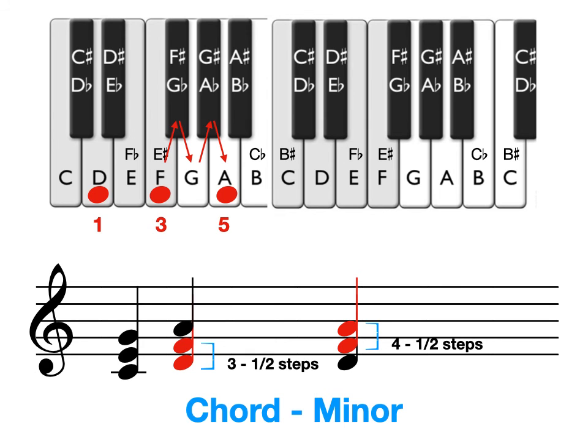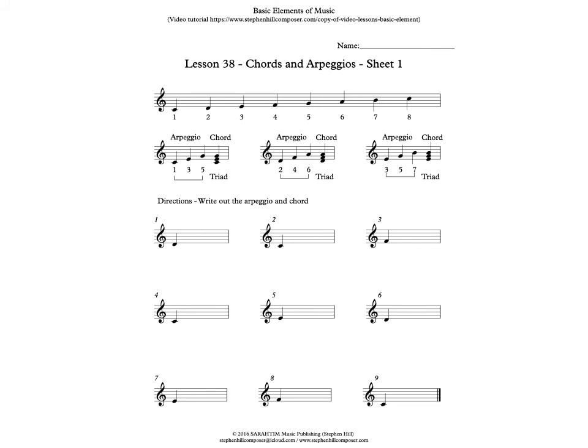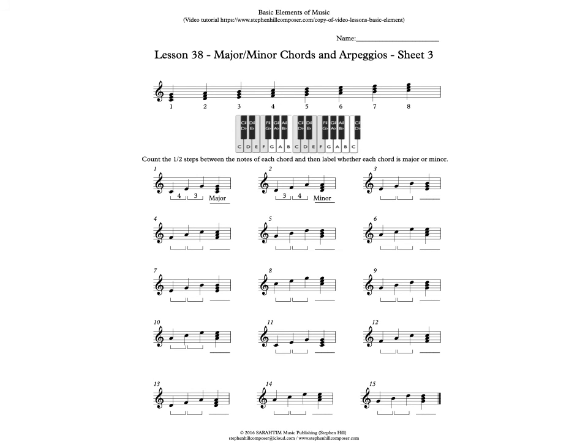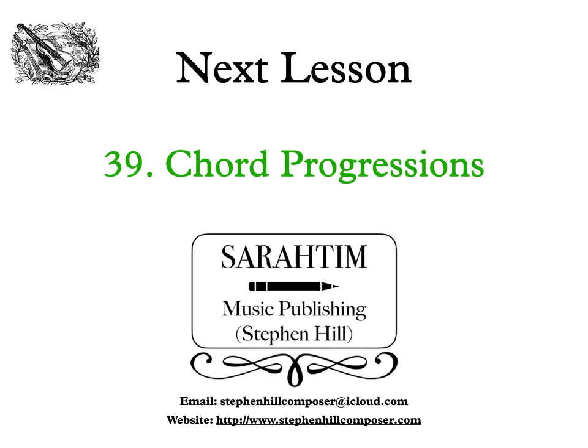So in your worksheet, you're going to just spell out arpeggios. Okay? Remember, you're skipping every other note. So you're going to do arpeggios for the second sheet too. And here in the third sheet, you're going to look at the arpeggio and identify the distance between the first and the third note and the distance between the third and the fifth note. So between 1 and 3 and 3 and 5. Okay. And in our next lesson, we'll talk about chord progressions.